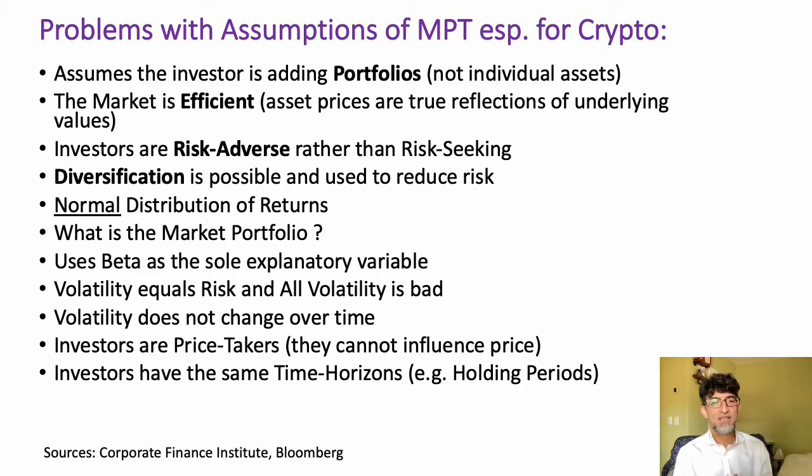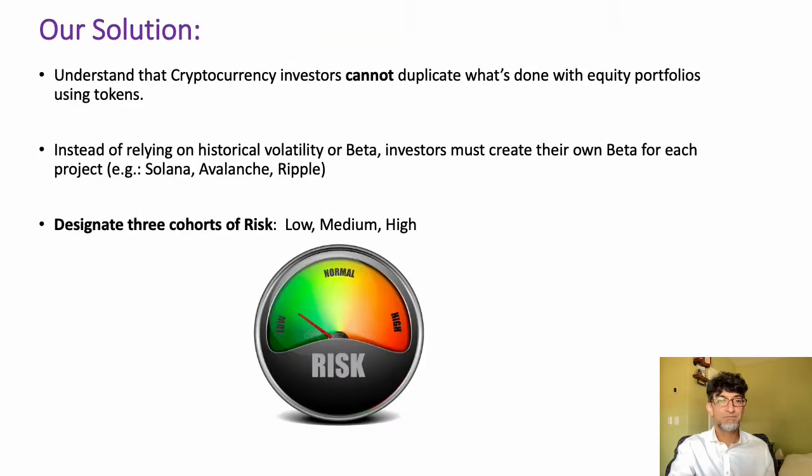And the last point is that investors have the same time horizons. That's not true, especially in crypto. It seems that there's these hodlers, right? And then there's investors that have very short time horizons, right? The pump and dump investors. So that point is moot. Investors do not have the same time horizons.